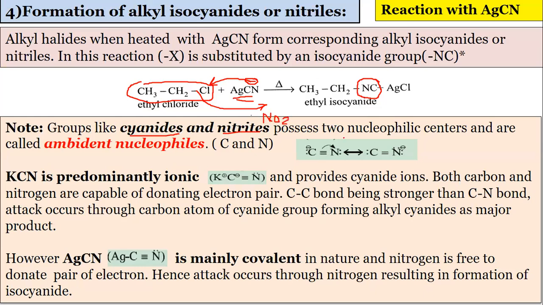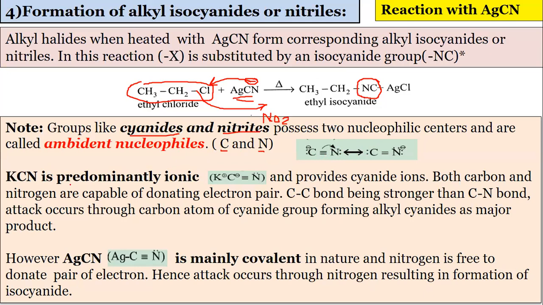These possess two nucleophilic centers, and these are called ambident nucleophiles. Here, in case of cyanide, there are two nucleophilic centers. Carbon can attack and nitrogen can attack. It is shown here.